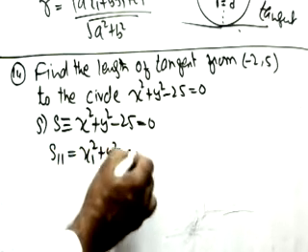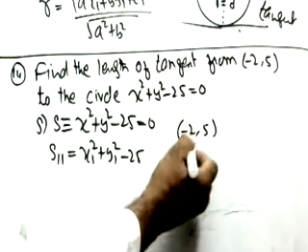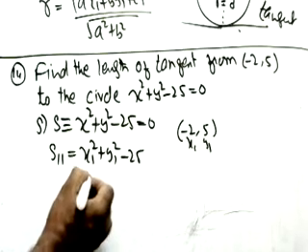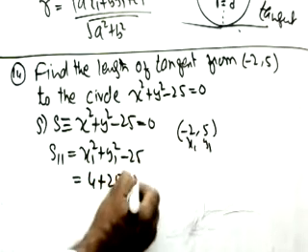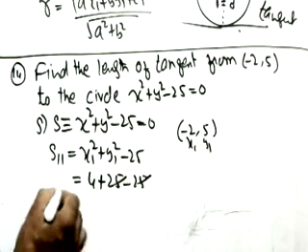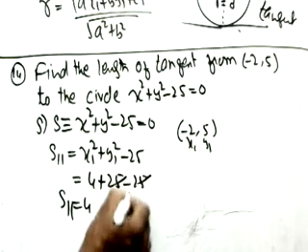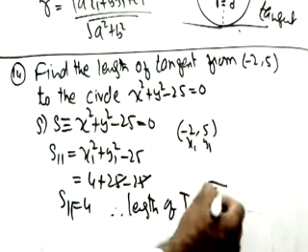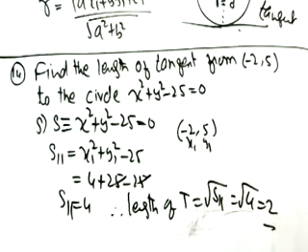So S11 is x1 square plus y1 square minus 25. What is the point here? Minus 2 comma 5. This is x1, this is y1. So we can write it like this: x1, minus 2 square is 4, y1 is 5 square is 25, minus 25 will get cancelled. So S11 equals 4. Therefore length of tangent equals under root of S11, under root of 4. This equals 2.